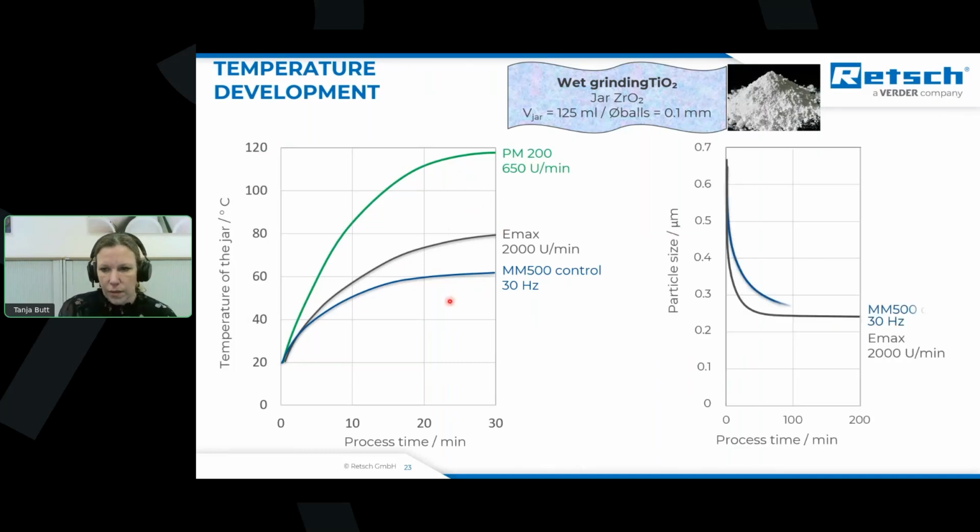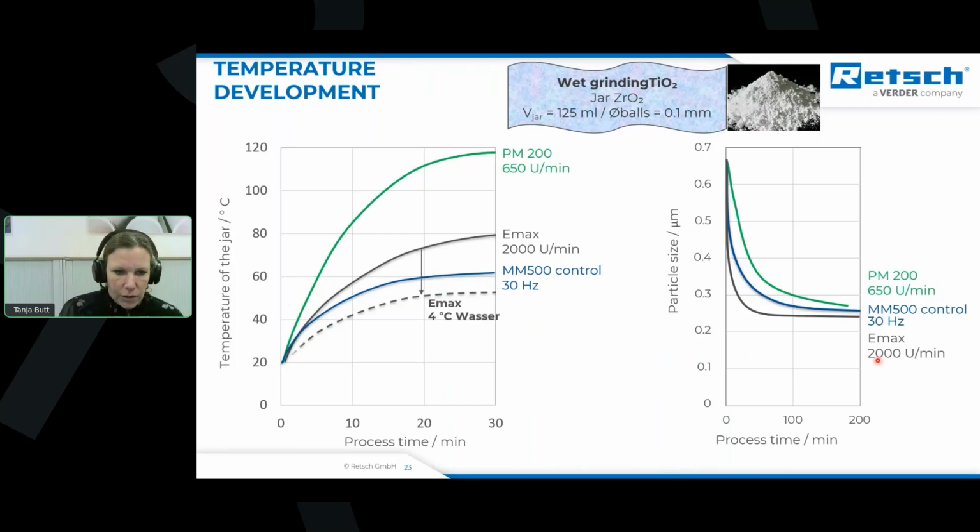In contrast to that, the Emax gives the best and fastest, finest particles, then followed by the MM500 control, and then by the PM. In the end, you achieve more or less the same result, but it takes longer time in a planetary ball mill or in a mixer mill, in contrast to the Emax. And you have in the Emax, again, this cooling capacity with a 4-degree cold water to bring the temperature down, the same as in the MM500 control, when you use 4-degree cold water. So here you have many ways to influence the heat.